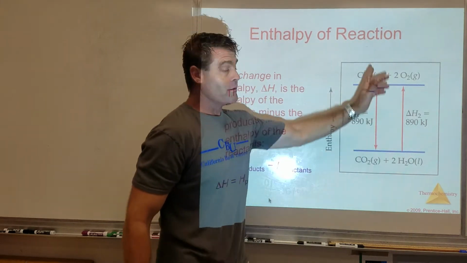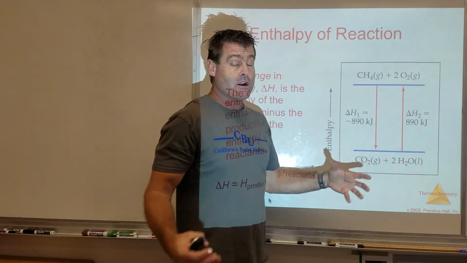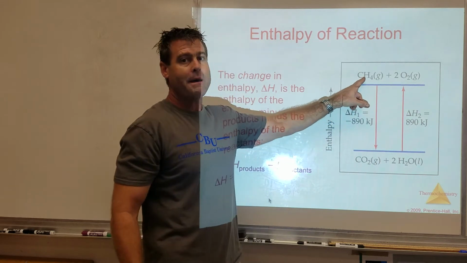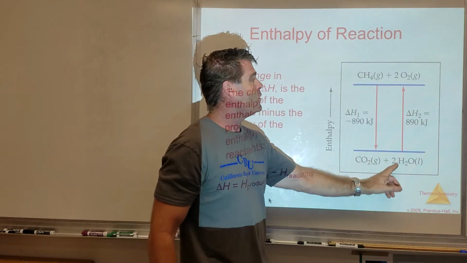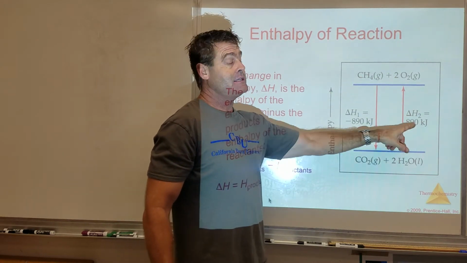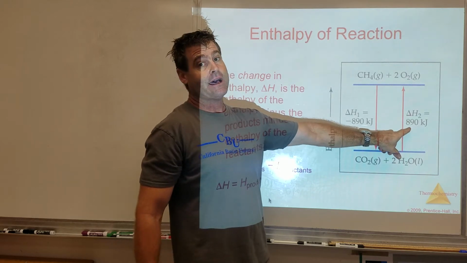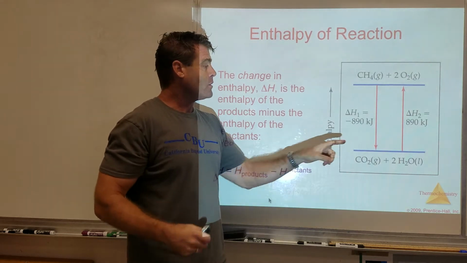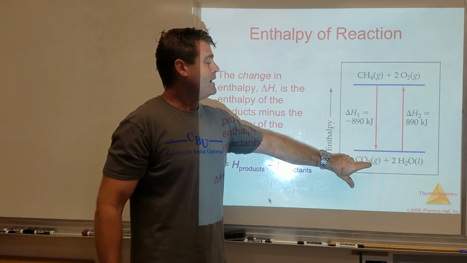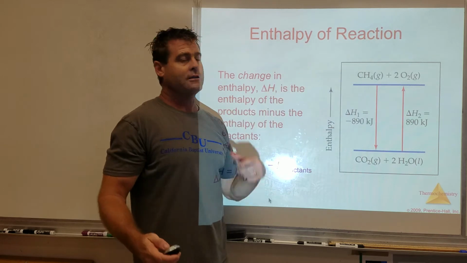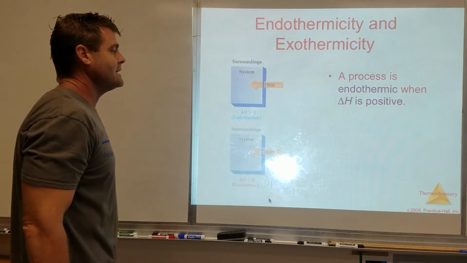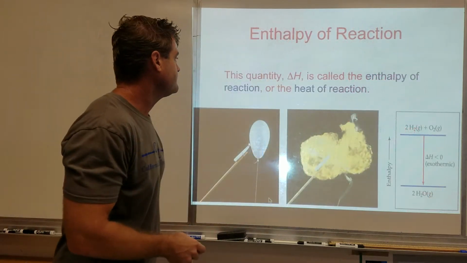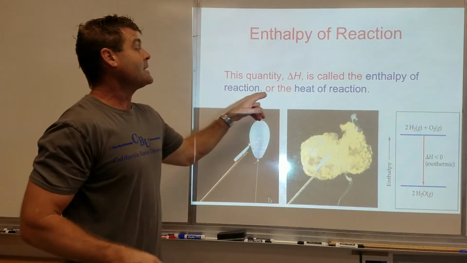But if you went the reverse, theoretically, you could take carbon dioxide and water, and maybe develop a system by which those would come together to reform methane gas and oxygen. Well, the reverse reaction, same amount of heat is involved, it's just notice it's a positive value, indicating you would need 890 kilojoules of energy in order to go from a low enthalpy state to a higher enthalpy state. Endothermic delta H is positive, exothermic delta H is negative. Delta H is called the enthalpy of reaction, or we could call it the heat of reaction.